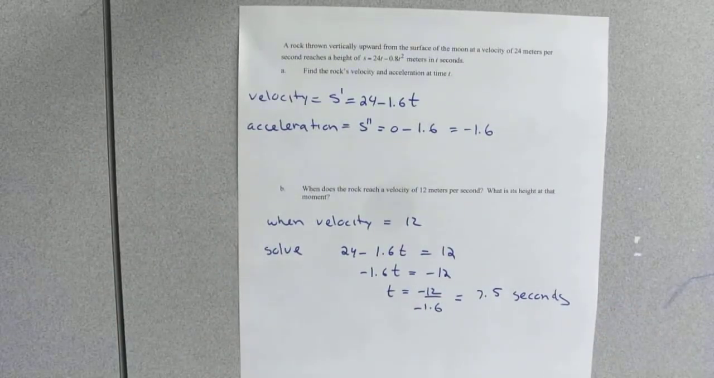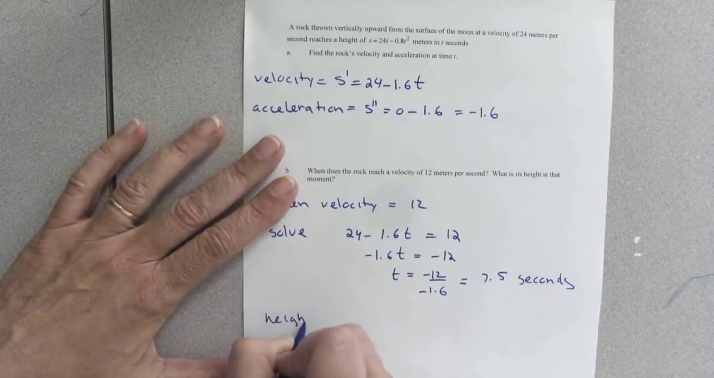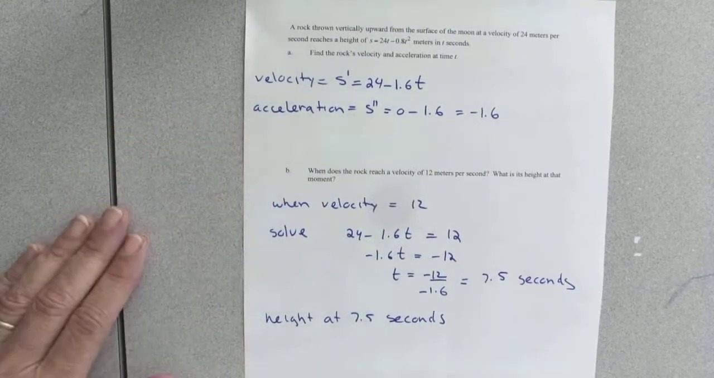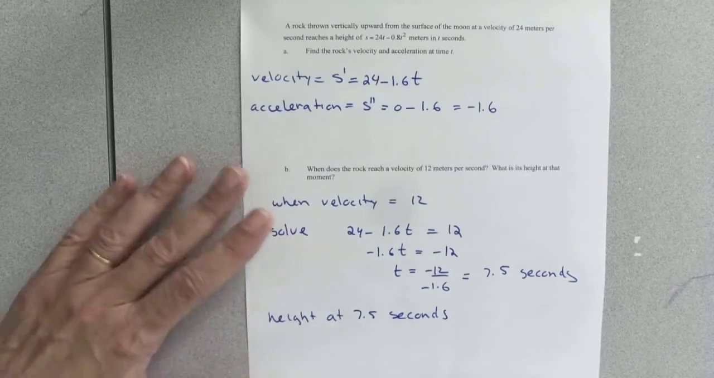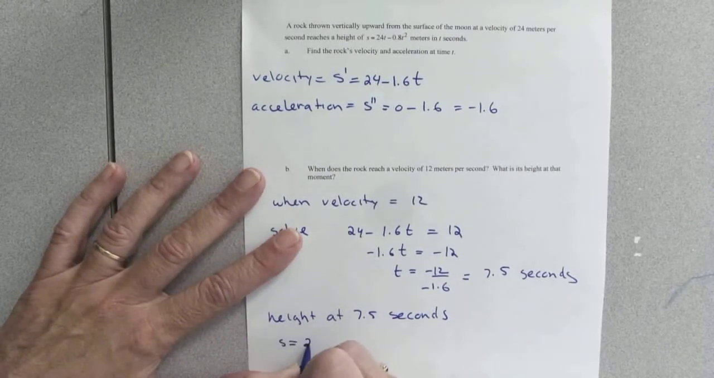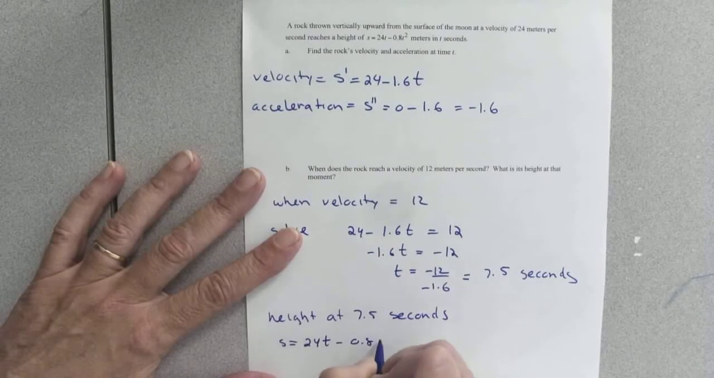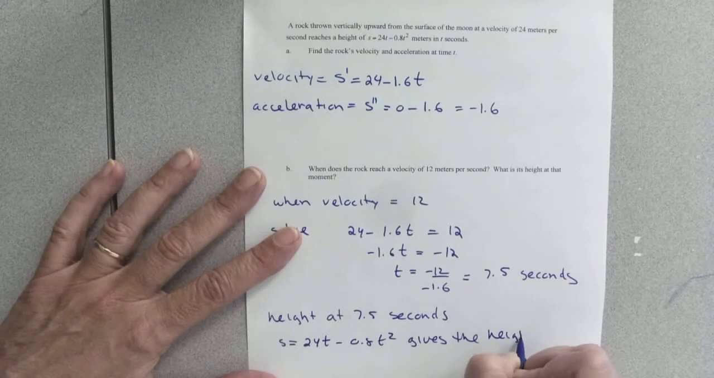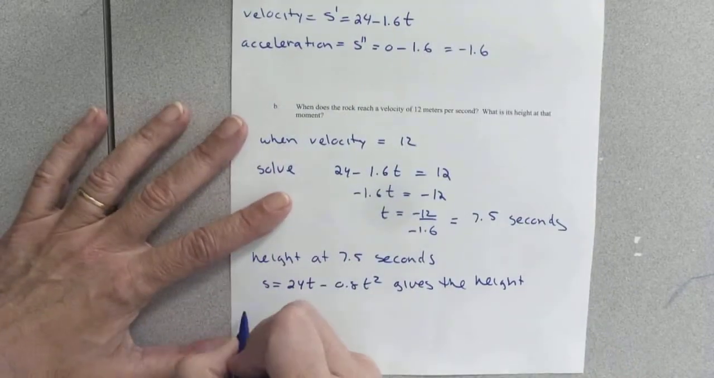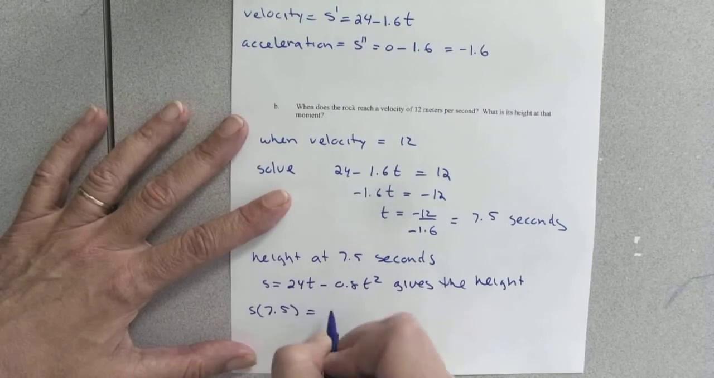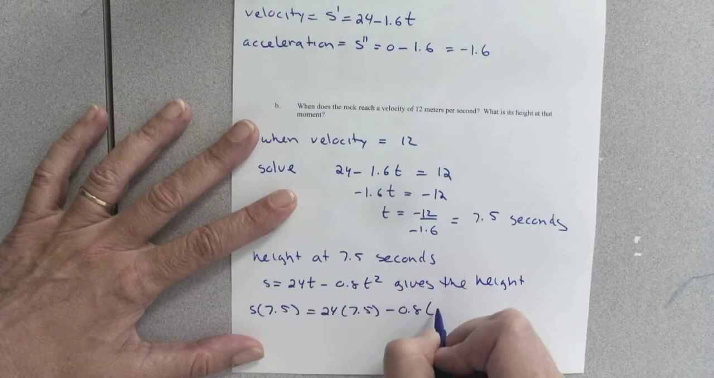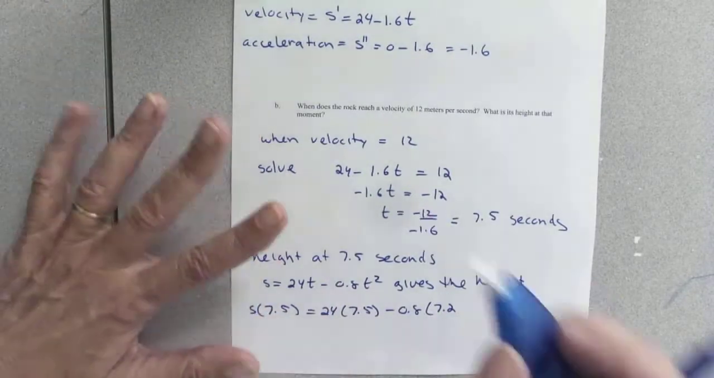And I think that looks pretty good. At what height? So now we want the height at 7.5 seconds. Well, that's just telling me to use my original function. s equals 24t minus 0.8t squared gives the height. So all I have to do here is s of 7.5, so 24 times 7.5 minus 0.8 times 7.5 squared.